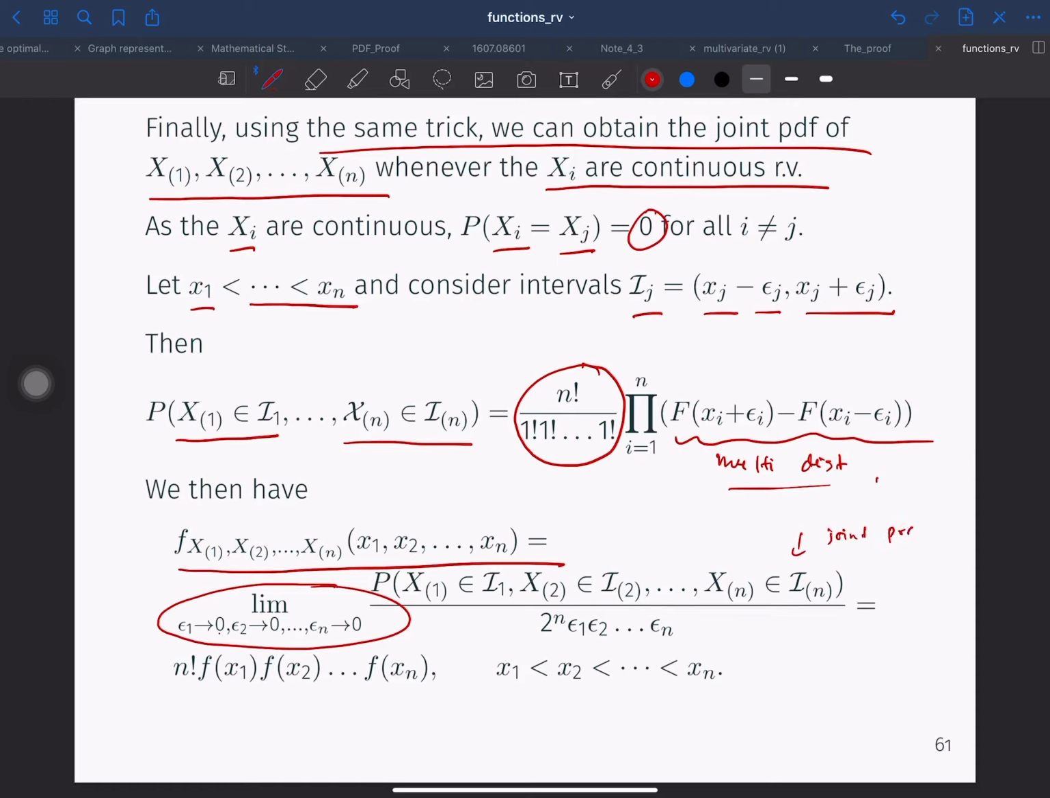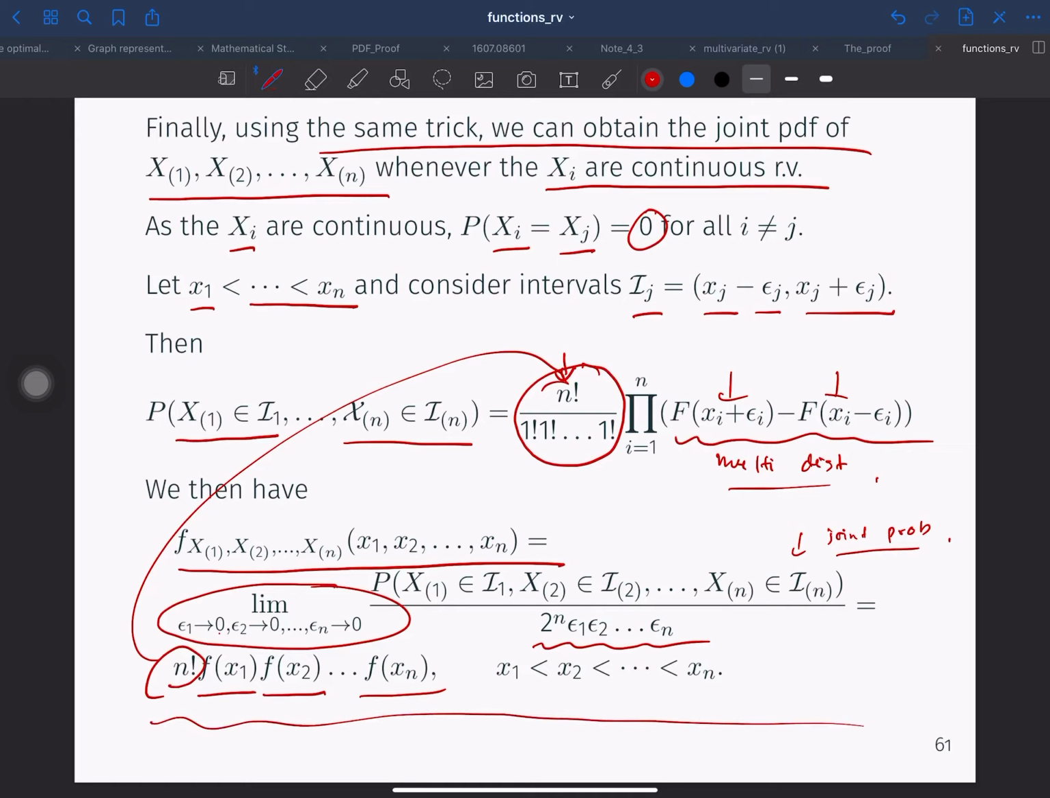probability divided by the width of each of these intervals. So 2 epsilon 1, 2 epsilon 2, and so on and so forth. And as you can see, because of this n factorial here, you will get n factorial. And each of these limits will give you fx1, fx2, and fxn. And that gives you the joint PDF for the order statistics as given here.